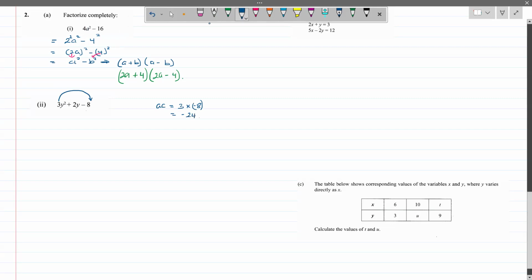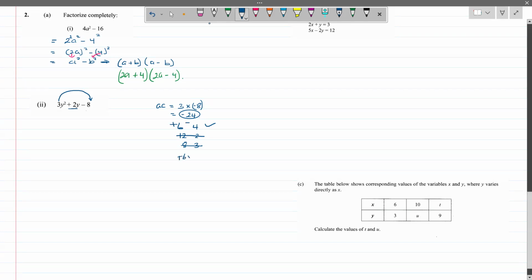We need 2 numbers that we can multiply by each other and get negative 24, right? So for example, 6 and 4, 12 and 2, 8 and 3. But we must be able to add or subtract those 2 numbers and get a plus 2. So we can't get a plus 2 from this, nor from this. This is our most likely pair of numbers that we could use. Now, if you want to get negative 24 when we multiply and positive 2 when we add or subtract, it should imply that we should use a plus 6 and a minus 4.